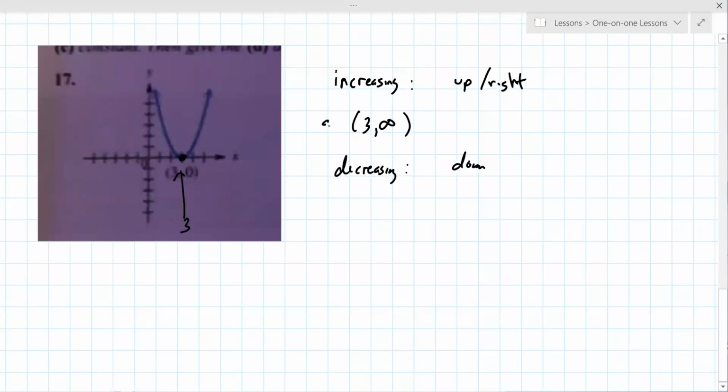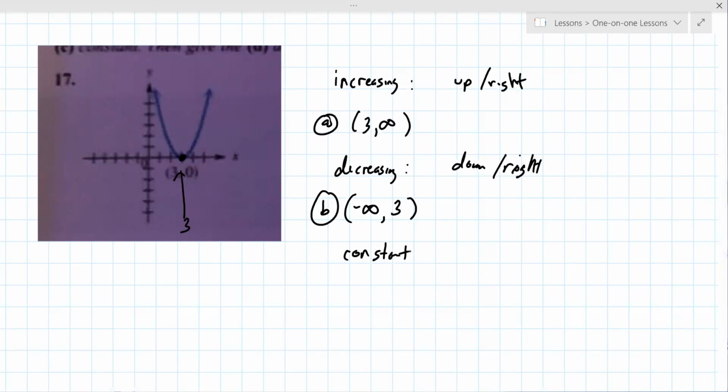So just to be clear, that's part A. Down and to the right. So it's decreasing, like minus infinity to 3? Exactly. And it's constant nowhere. So you're maybe thinking, well, maybe at that point 3 it's constant. Well, it's actually neither increasing nor decreasing. Doesn't necessarily mean that it's constant. We'll see that in the next question. Constant is typically a horizontal line.